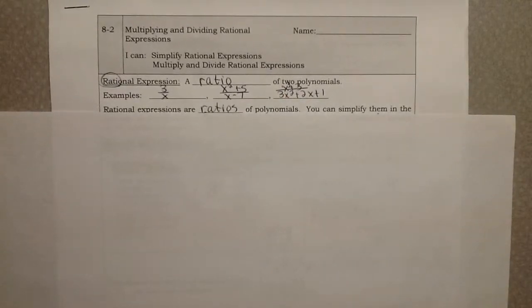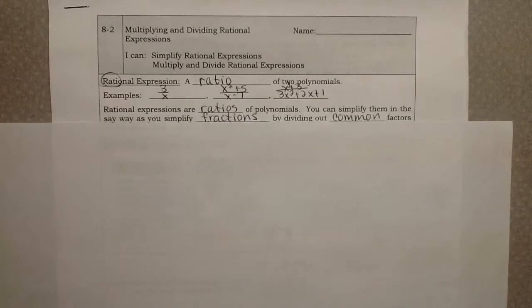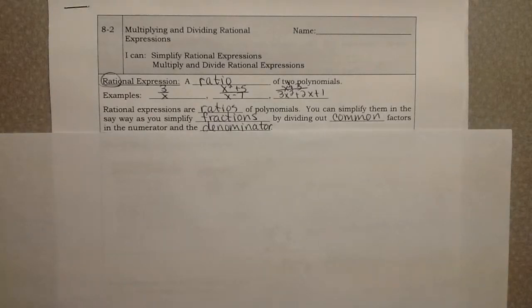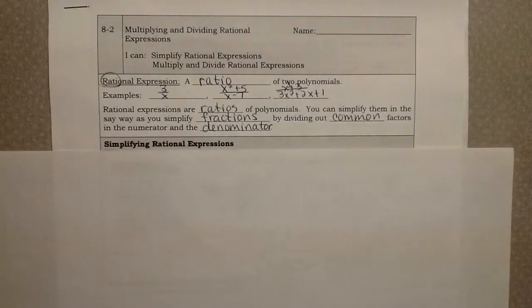Now, rational expressions are ratios of polynomials. So we have a polynomial in the numerator, polynomial in the denominator. So you can simplify them in the same way as you simplify fractions. And what I mean by that is you can divide out common factors in the numerator and the denominator. So let's look at an example of simplifying a rational expression.